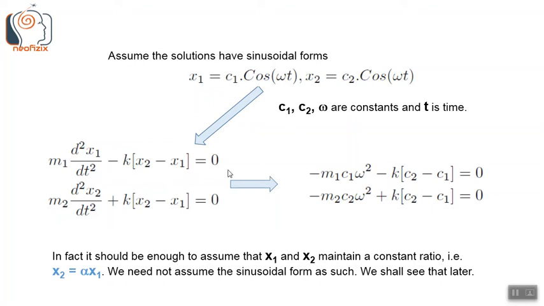In these x1 and x2 equations, the amplitude ratio is alpha equals c2 by c1, which is a constant. c2 is the amplitude of mass 2 and c1 is the amplitude of mass 1. And they are constant, so the ratio is also constant. Alpha equals c2 by c1 equals constant. We need not assume the sinusoidal form as such. We get the same solutions using the assumption x2 equals alpha x1, where alpha is a constant, a proportionality constant between x2 and x1. We shall look at that later in the presentation.